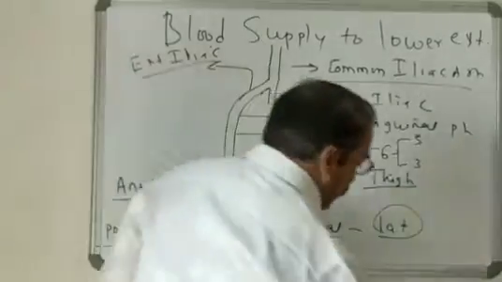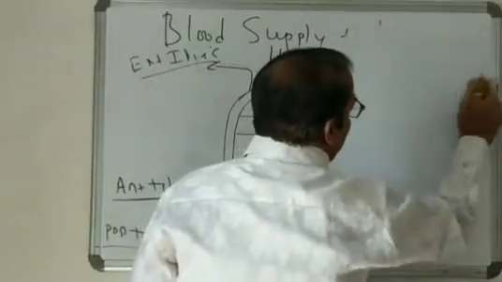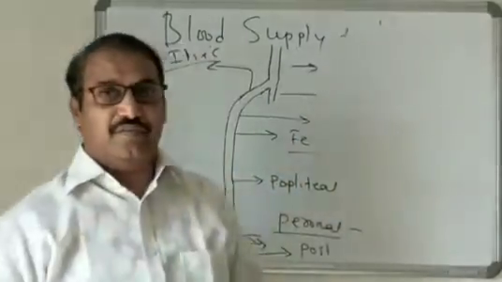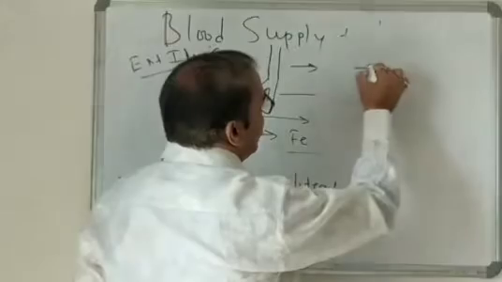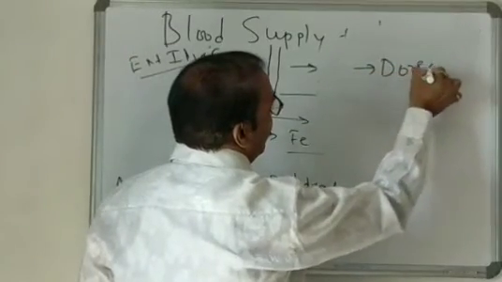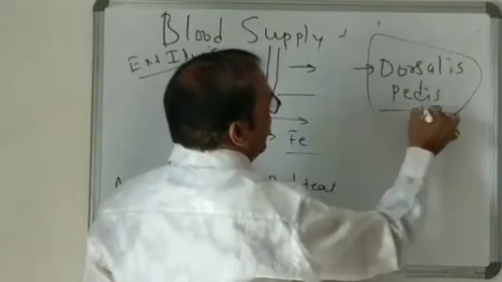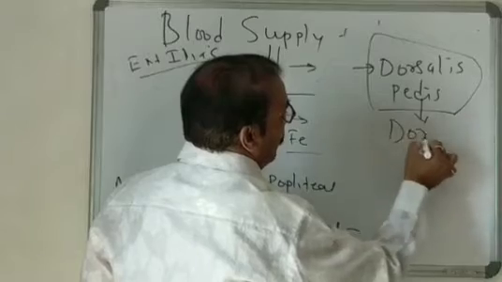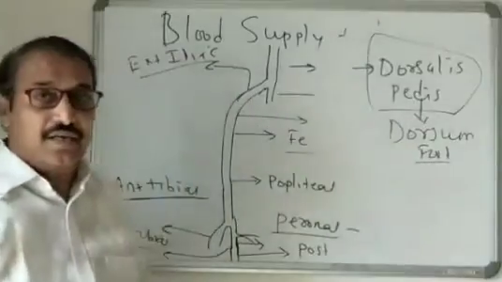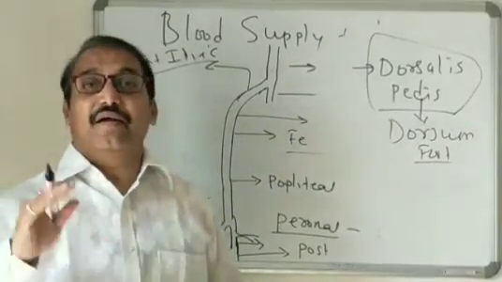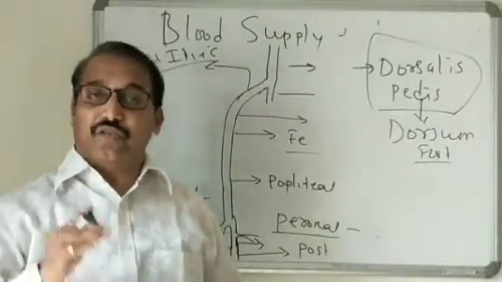Now what happens? These both arteries descend downwards after supplying the leg region. The anterior tibial artery enters the foot region in front of the ankle joint. It becomes the dorsalis pedis artery. This dorsalis pedis artery supplies the dorsum of the foot with the help of its branches. Remember, the dorsalis pedis artery is not a branch, it is a direct continuation of the anterior tibial artery on the dorsum of the foot.